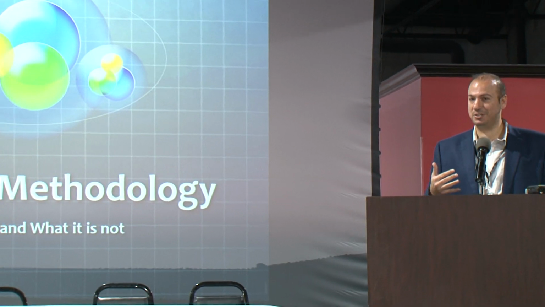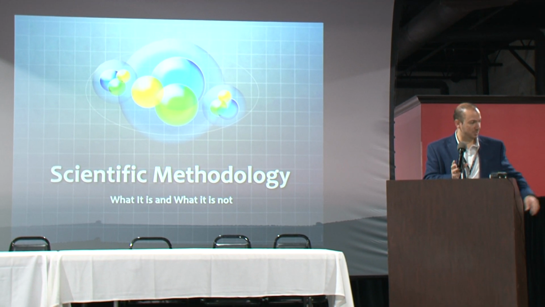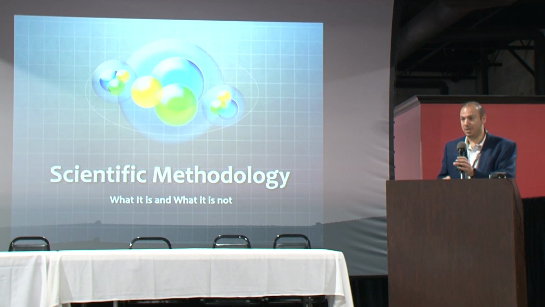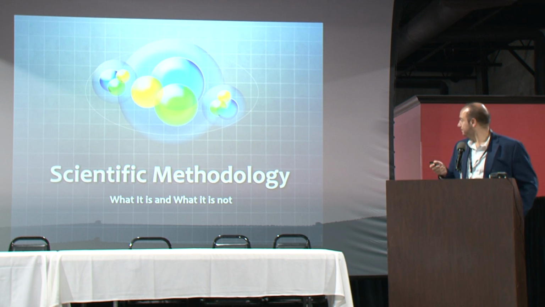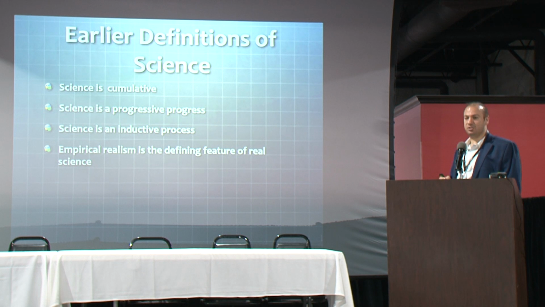So today I'll be presenting a view that I will call based in evolutionary epistemology, based on the idea that as a species, we are actually limited by our own brains and nervous system and by our interactions with the environment. And thus science is a reflection of this interaction. So let me just begin by saying what were some of the earlier definitions of science.